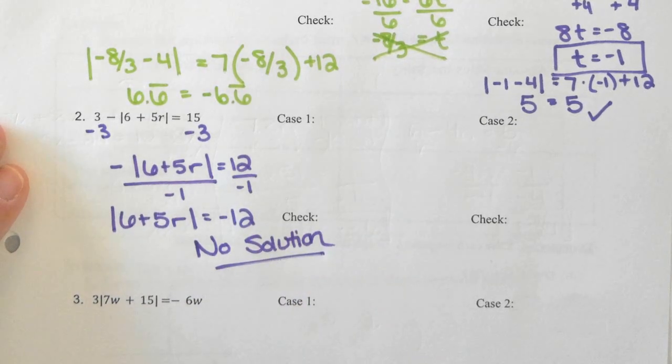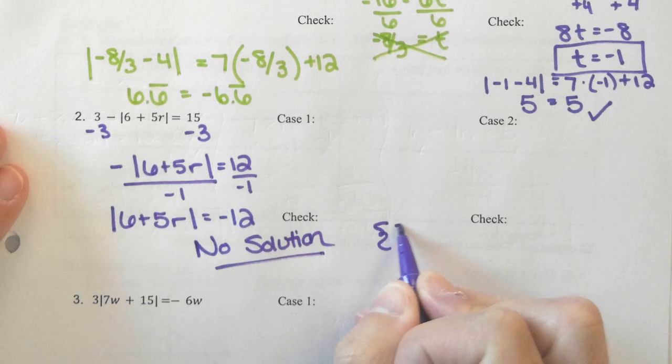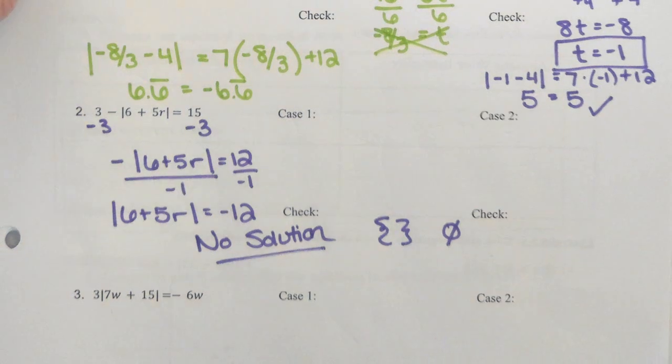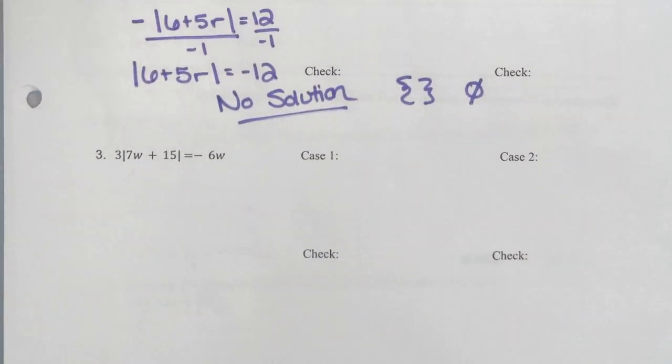So remember, you can write no solution. You can write the empty set. Or you can write this. That's called the null set. Alright, last one. Look how fast that was compared to number 1. Here we go.